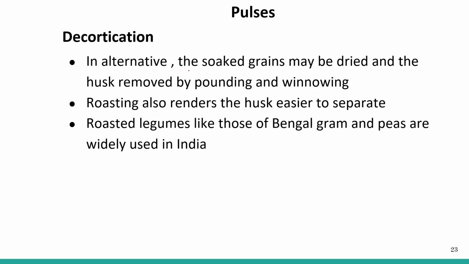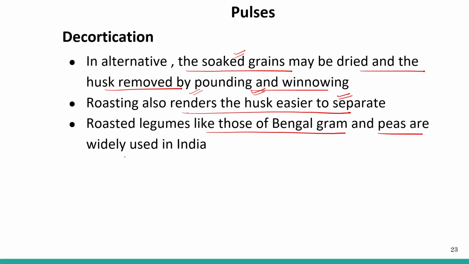In an alternative method, the soaked grains may be dried and the husk removed by pounding or winnowing. So, first of all, the grain is soaked and then it is again dried, and by the winnowing process that gets removed. Roasting also renders the husk easier to separate. Roasted legumes like those of Bengal gram and the peas are widely used in India.